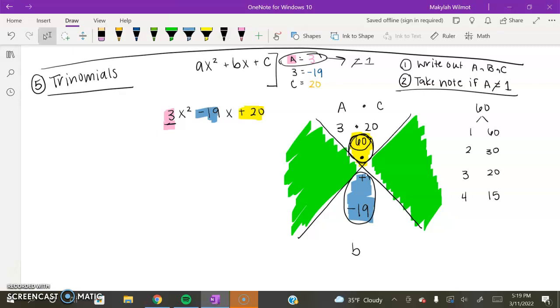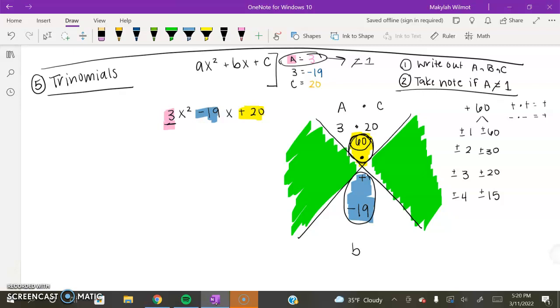And all of these can be, because remember, whenever you have your multiplication rules, a positive times a positive equals a positive. Negative times negative equals a positive. So all of these can be plus or negative, because we're looking for a positive 60, and that is important.